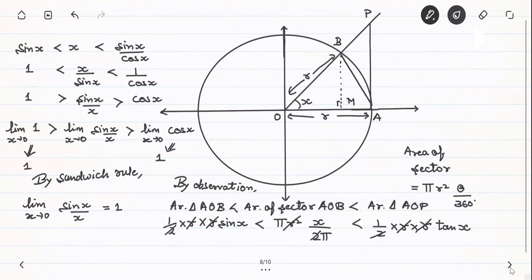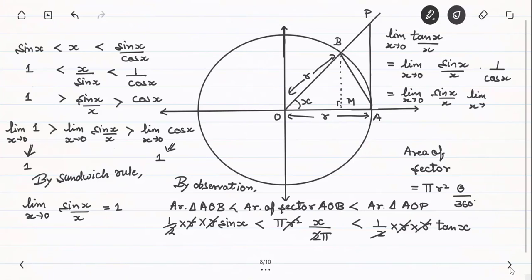Let's see how. So limit x tends to 0 tan x upon x equals limit x tends to 0, then tan x is sin x upon cos x. Then we will distribute the limit, and we already know that its value is 1, and so 1 will be multiplied by 1 and we will get 1 as a result.